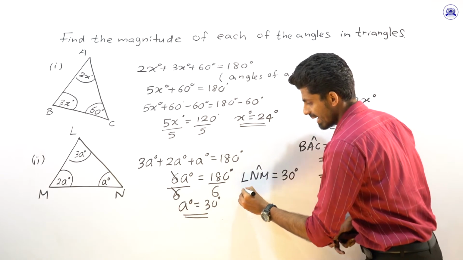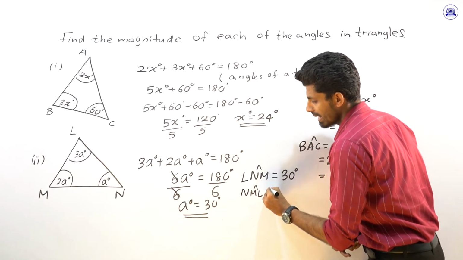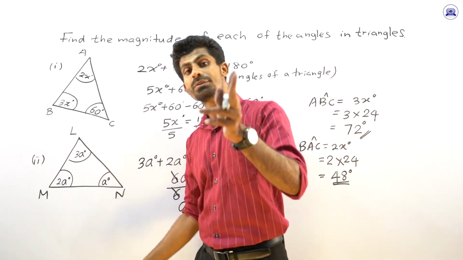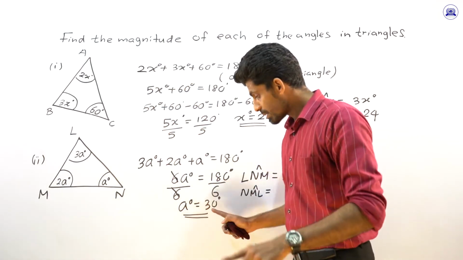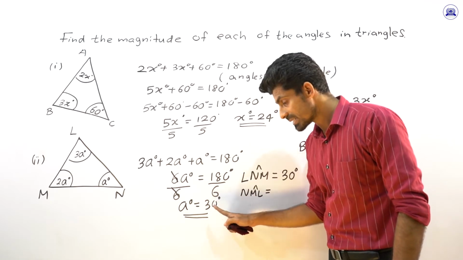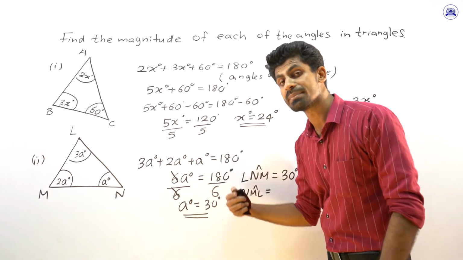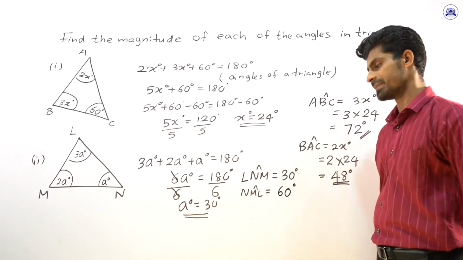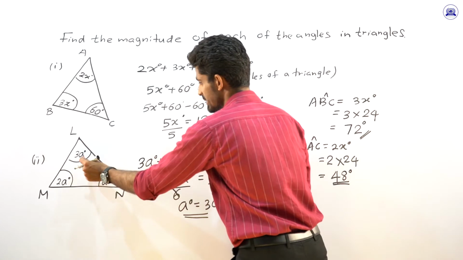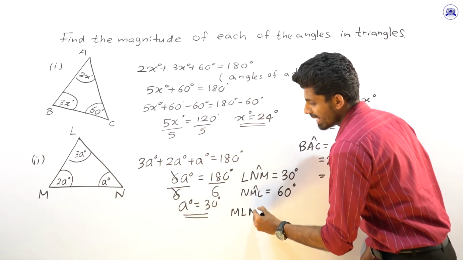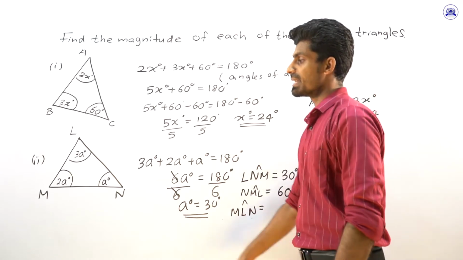NML. NML means 2A, 2 times A. 2 times A means 2 into 30. 30 multiplied by 2 means 60. What is this one? 3A. 3A means MLN. MLN means 3A.